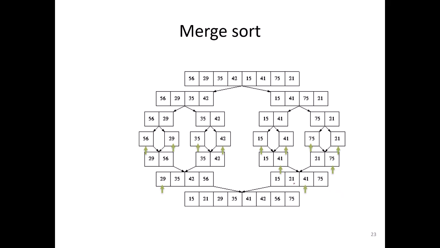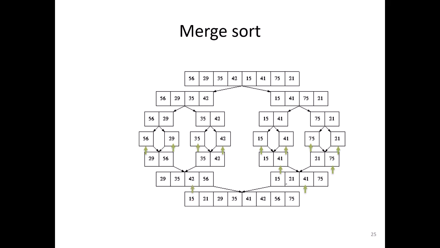Now 29 is compared with 41. 29 is less, so copy the element to the temporary array and move the left pointer, because we have copied 29. Now 35 is compared with 41, because the left pointer points to 35 and the right pointer points to 41. 35 is less than 41, so 35 is copied into the temporary array and we move the left pointer.